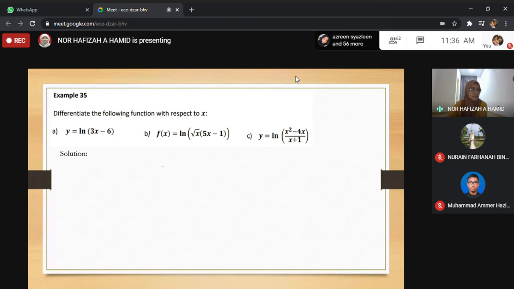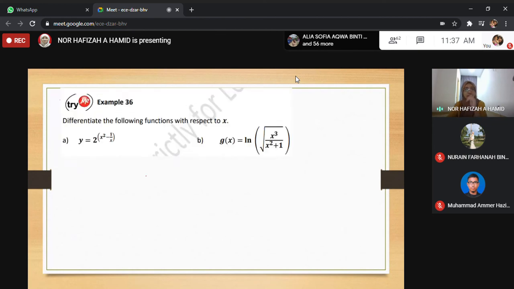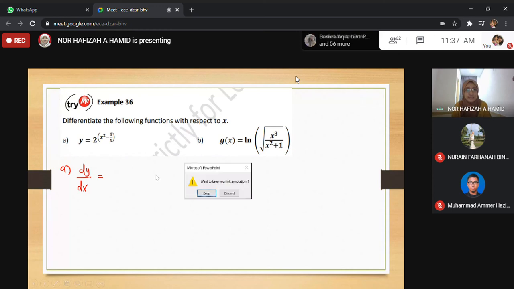Okay, so example 35 ni pun you boleh refer to recorded video. So saya nak straight into example 36, yang try me example. Okay, so for example 36A, you have y equal to 2 to the power x square minus 1 over x. So differentiate. Yang ni you boleh refer to formula for exponent.